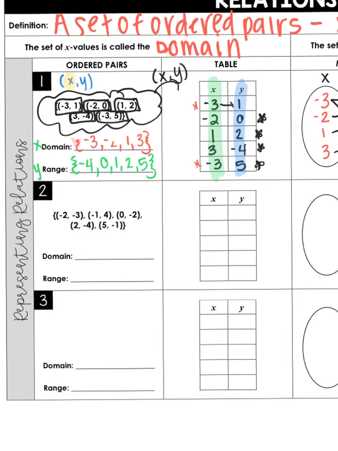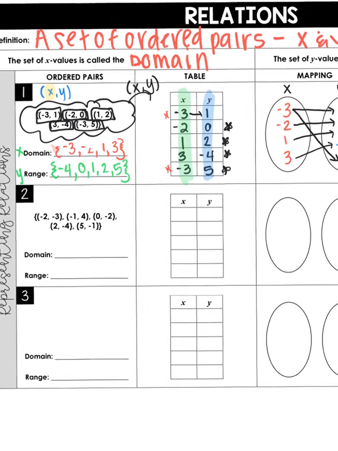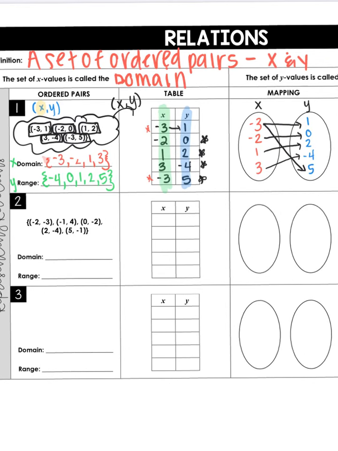All right, so I'm going to have you do number 2. You're going to write the ordered pair. You're going to then input your x and y values into a table. And then you're going to map out your x's and your y's. Now, just a reminder, when we're looking at ordered pairs, they're always written with the x first in the parentheses, and then the y second. So go ahead and do number 2.